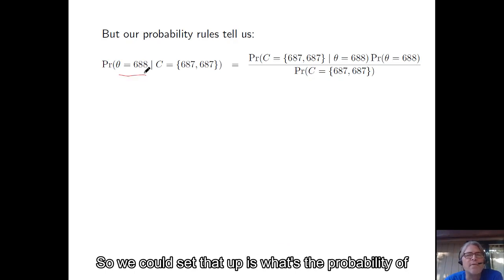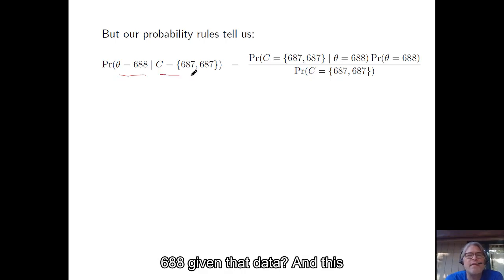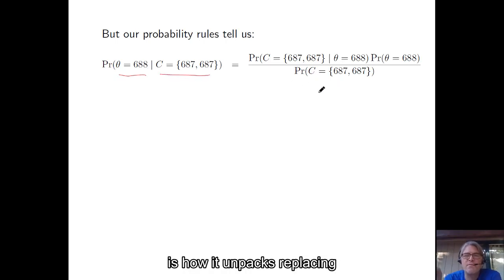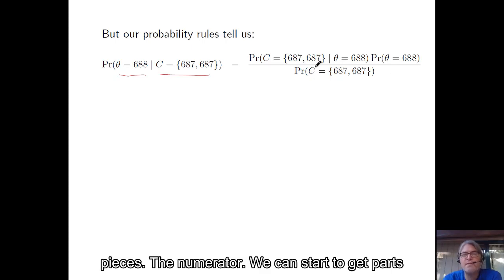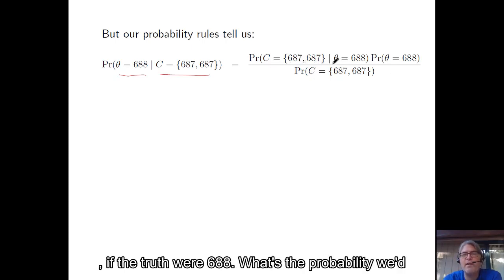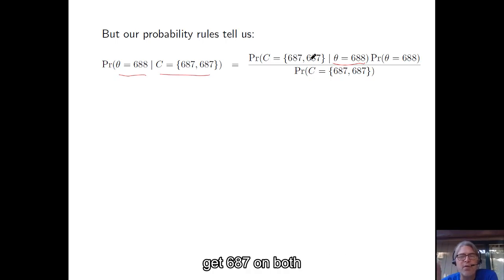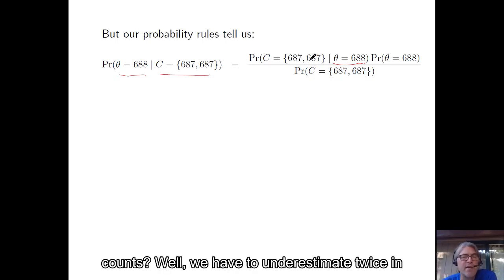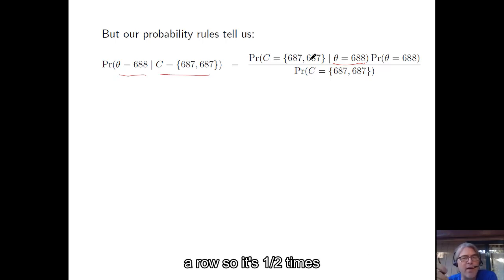So we could set that up as what's the probability of 688 given that data, and this is how it unpacks, replacing Bayes' rule with all of these pieces. The numerator, we can start to get parts of this. What's the probability if the truth were 688? What's the probability we'd get 687 on both counts? Well, we have to underestimate twice in a row, so it's 1/2 times 1/2. So that part's 1/4.